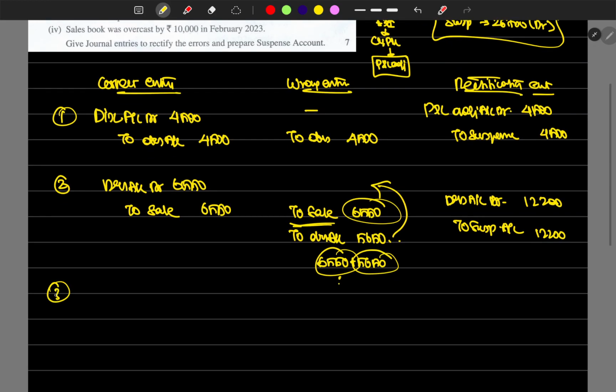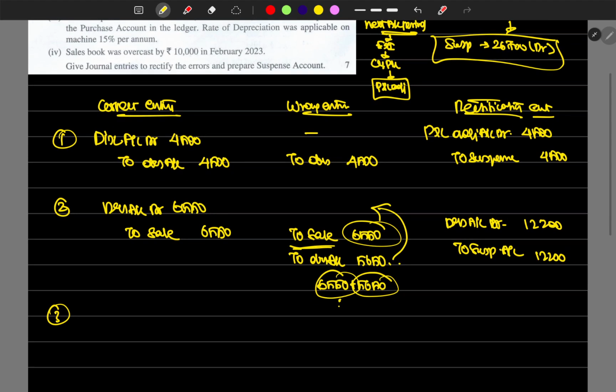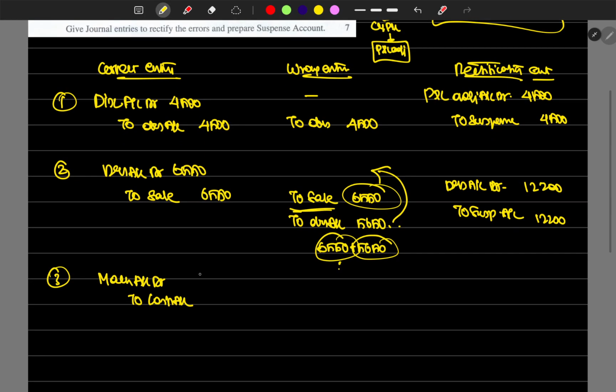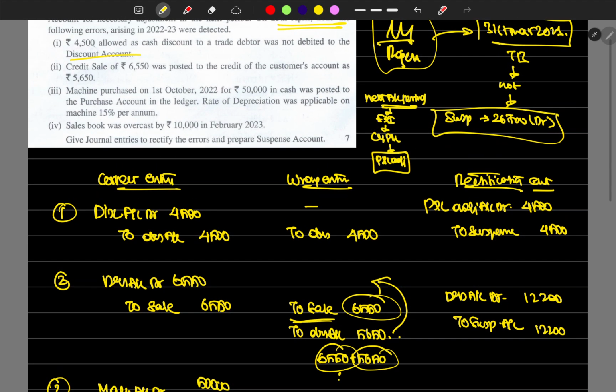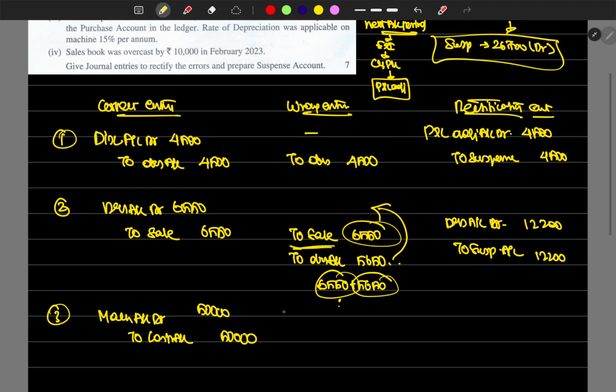Then the third entry, which is machine purchased: machine account debit to cash account. How much? 50,000. What have they wrongly done? They have posted it to the purchase account: purchase account debit to cash. Actually they have done everything right, but they posted it to the purchase account. So 50,000, and cash was properly credited.